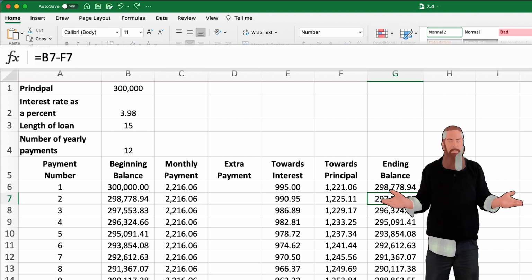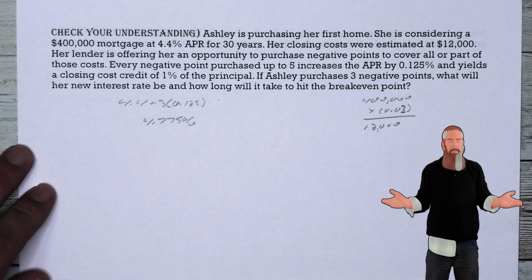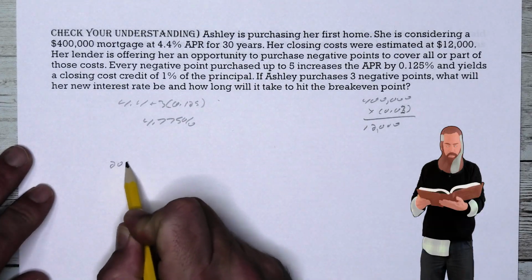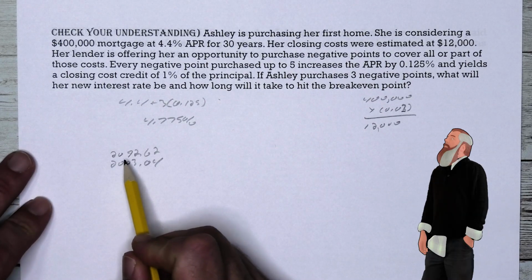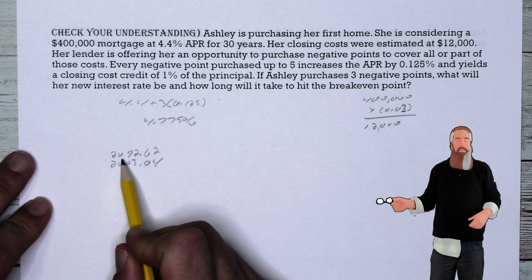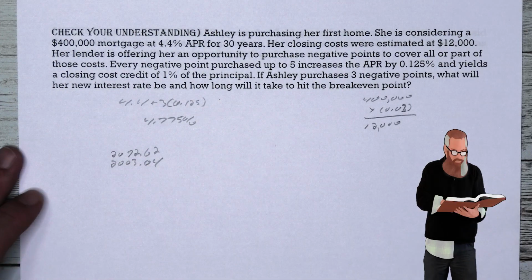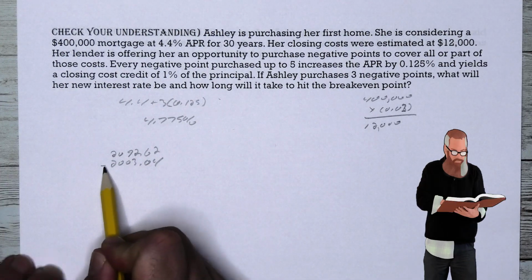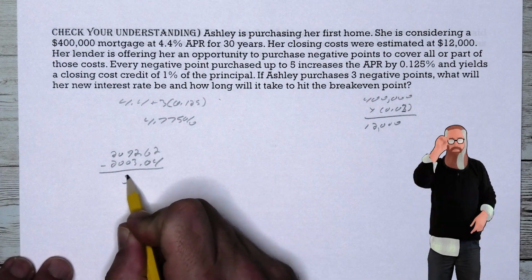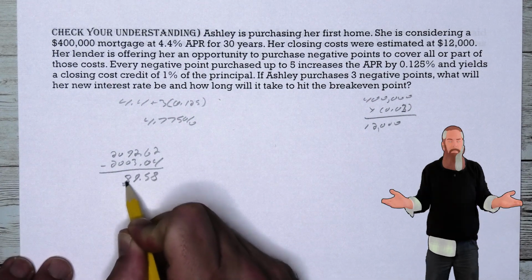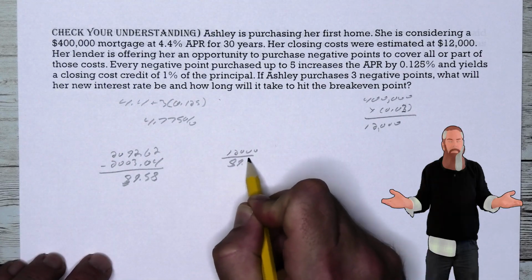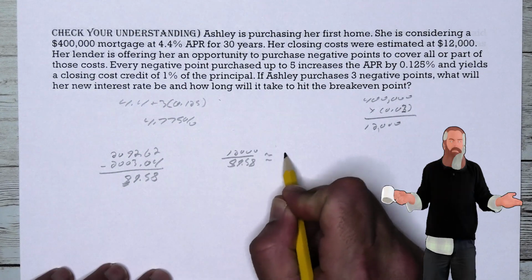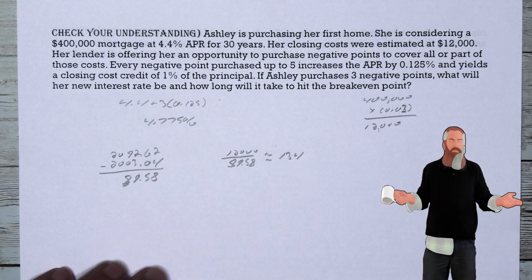So using the Excel spreadsheet, on the bottom we run it with the 4.4%. We find there that her payment would be $2,003.04. When we run it with the new interest rate on top, we get $2,092.62 as the payment. By subtracting the lower from the higher, we get $89.58 per month. So $12,000 divided by $89.58 is going to give us approximately 134 months.